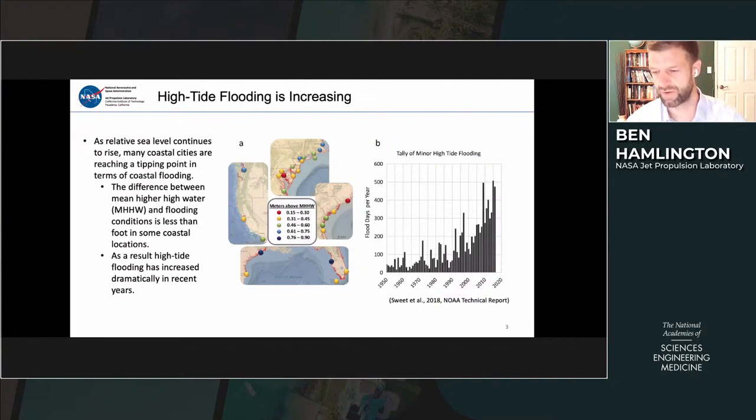And this panel on the right is a time series compiled by NOAA. So it really just tracks the number of high tide flood days we see per year around the US coastlines. And you can see this dramatic increase that's happened just in the past couple decades. So this high tide flooding, it's a current, ongoing, and worsening issue.